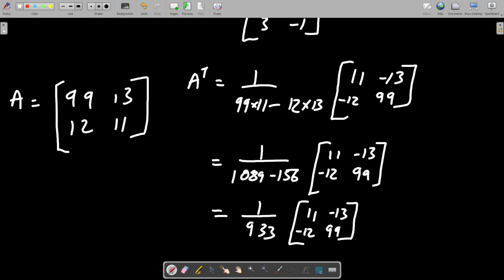So for 3 by 3 you don't have such straightforward formulas; you have to manually sit and calculate.